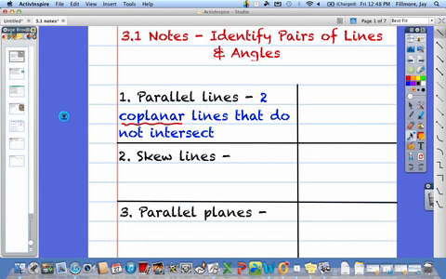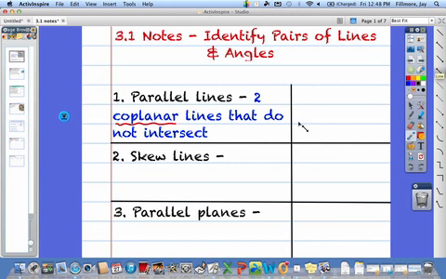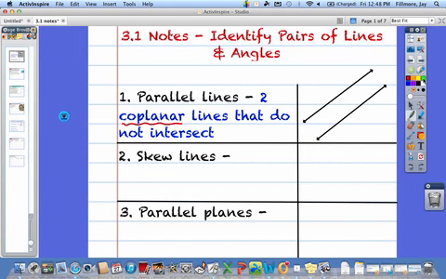So parallel lines, we're used to seeing them something like this. You have two lines that appear to have the same slope and will never intersect. They are coplanar, so let's call this line N and line M. They are two parallel lines.